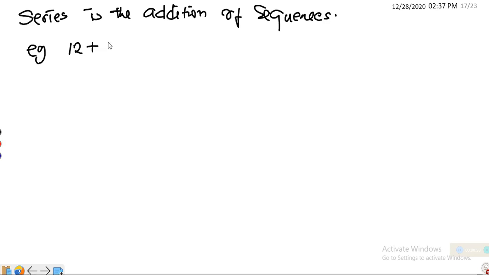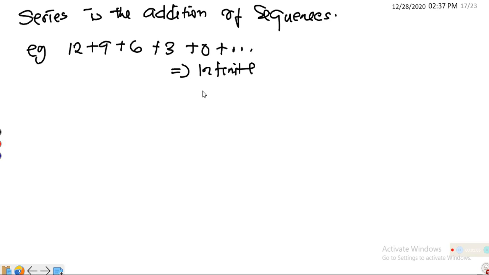look at this series: 12 plus 9 plus 6 plus 3 plus 0 plus, and so on. This series is infinite because the terms are unlimited. The terms continue indefinitely to infinity. So this is an example of an infinite series. When a series is finite, the terms of the series will have an ending term. So consider this example: 3 plus 7 plus 11 plus 15 plus 19.